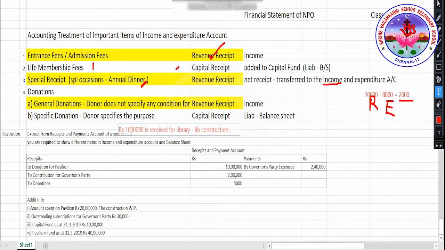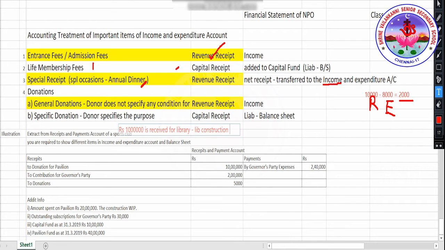So I have given you this to make sure that you differentiate this amount. That is entrance fees. It is a revenue receipt. It has to be shown in the income and expenditure account. Life membership fees. It is a capital receipt. It will be shown in the balance sheet.